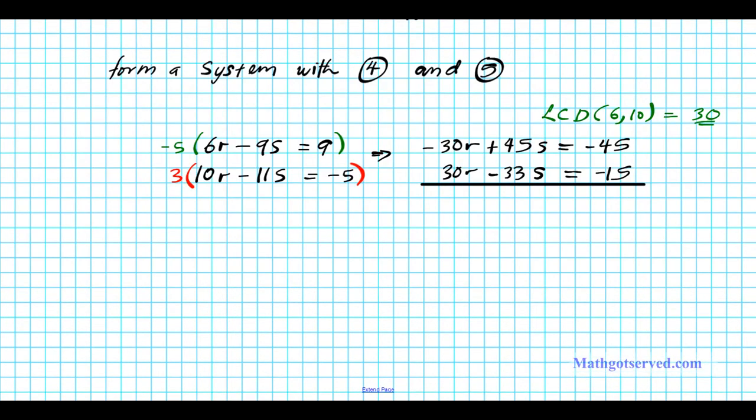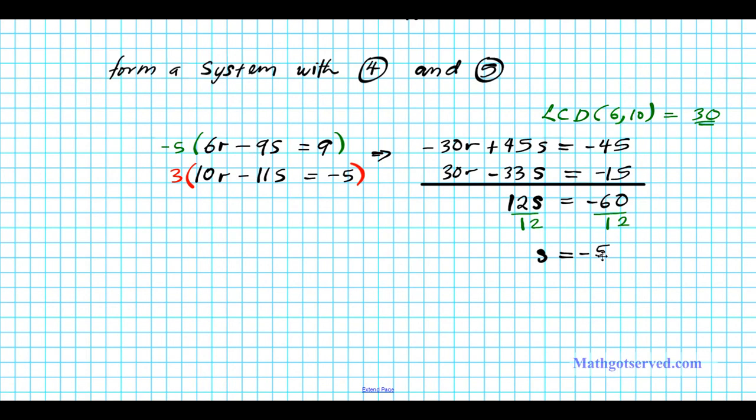All right, so let's go ahead and combine them. We're going to have, let's see, this becomes 45 minus 33 is 12. 12s equals negative 60. And then to get s by itself, you divide both sides by 12. And then you have the value of s as negative 5. All right, so that's the value of s.